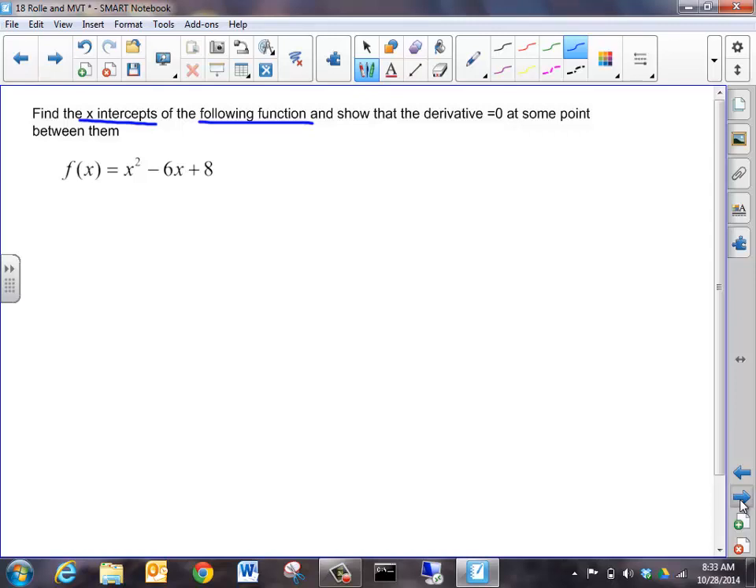How do we find the x-intercepts? Set it equal to 0. X-intercepts are where this thing equals 0, okay? So x squared minus 6x plus 8. How are we going to figure out where that's equal to 0? Factor. So factor it and find out where my zeros are, people. You're smart. Right? So we know where our zeros are.